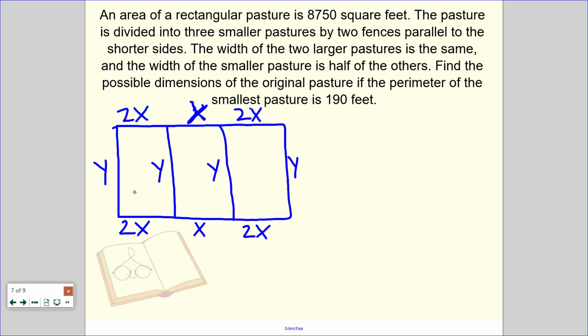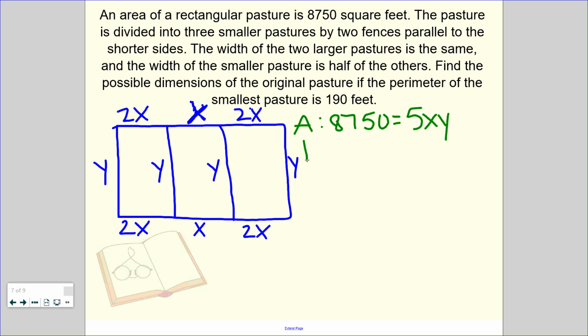My equations can be set up two ways. The first thing I can do is write an area equation. My area is 8,750 feet. An area can be found by multiplying length and width together. If you look at the total length across, we have 2x, x, and 2x. That's a 5x. And the width here is y.